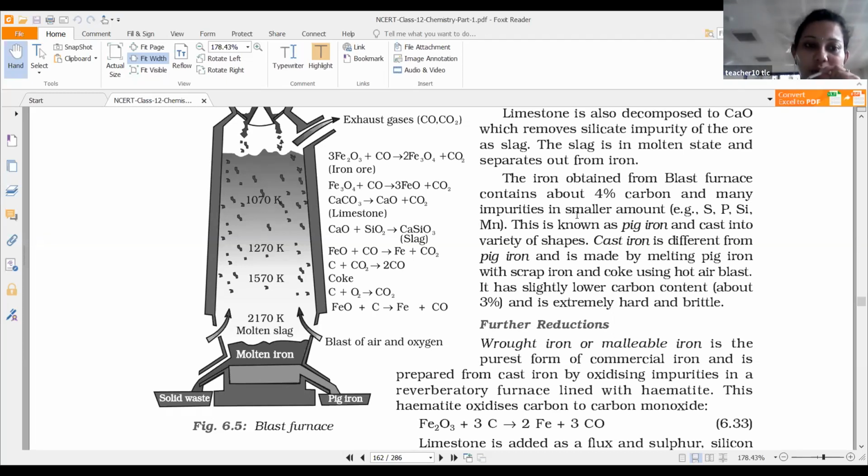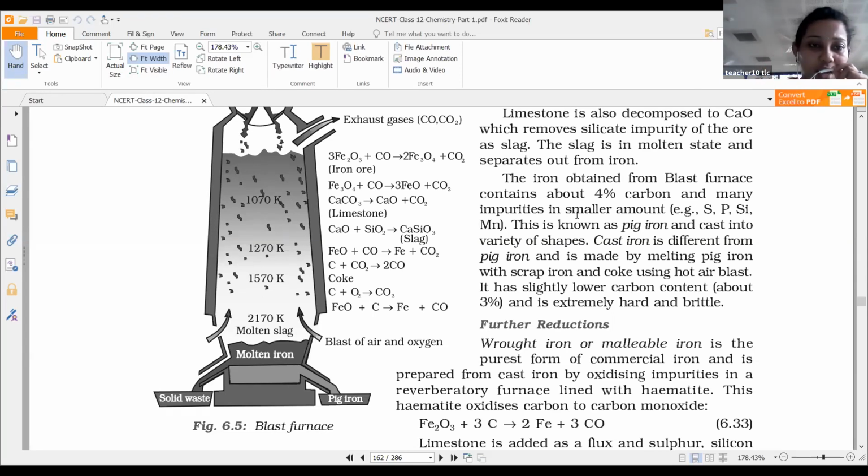Now what do I have to do? I have to reduce the impurity. But I can't remove all impurity because we are in the third stage. You can purify to 98%, 99%, or else 100% pure iron can be obtained at the fourth step. That is a refining step, but this is only the third step.